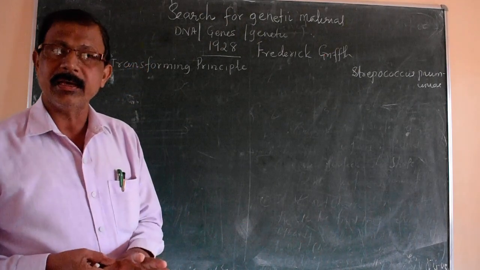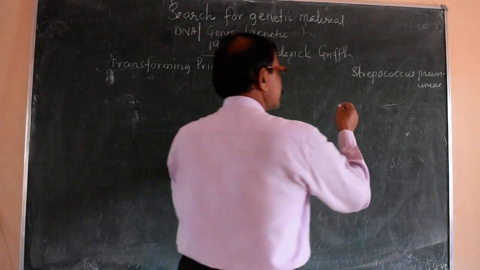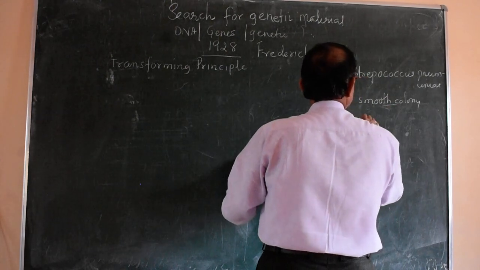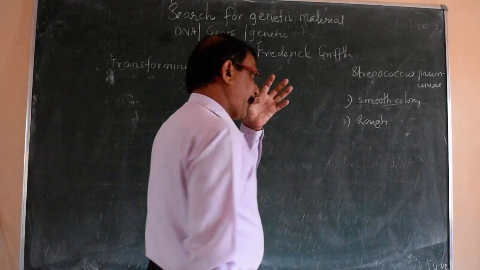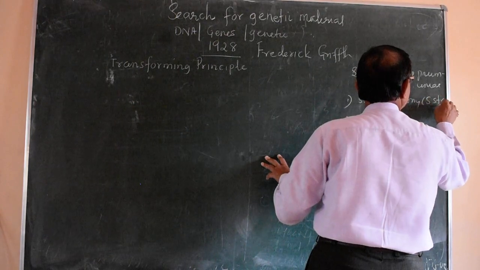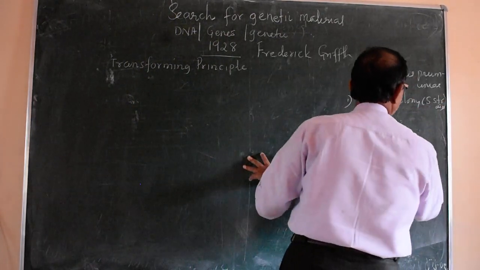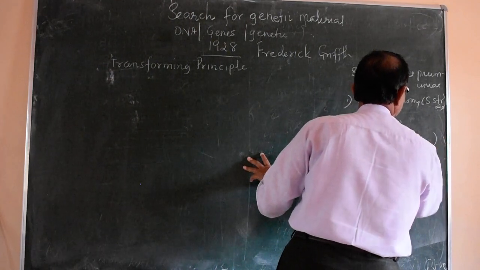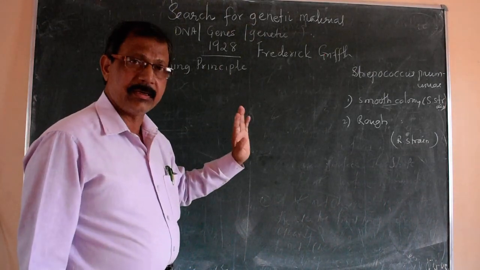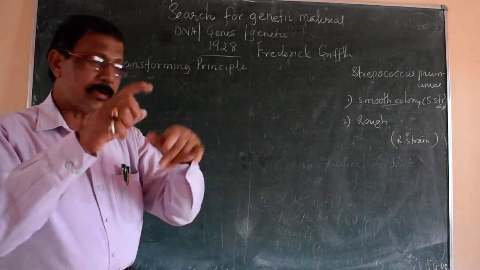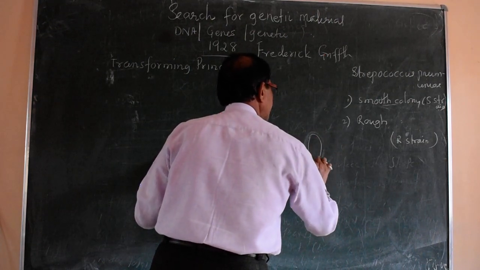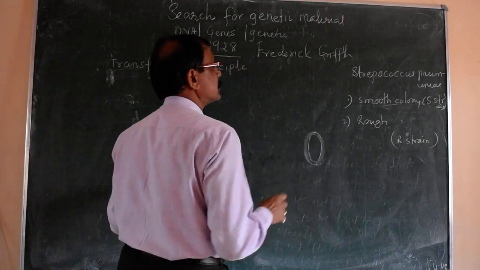This Streptococcus pneumoniae was cultured in a culture plate, and some of the colonies were smooth and some were rough. The smooth colonies are called S strain, and the rough colonies are called R strain. When he grew the Streptococcus pneumoniae in the culture plate, some of them had a smooth colony, having a very smooth external coat like this, and these are called the smooth colony.